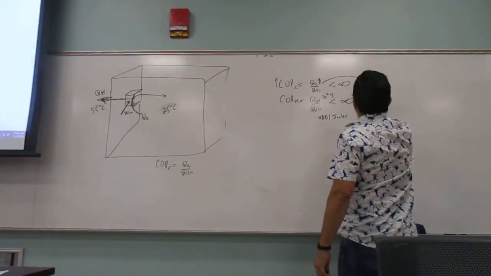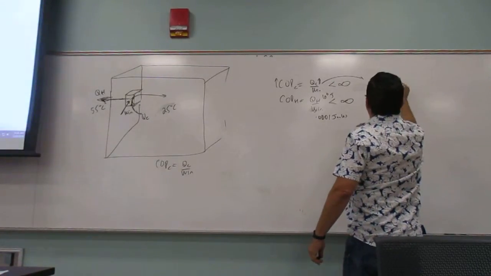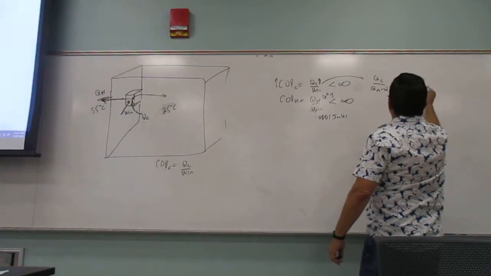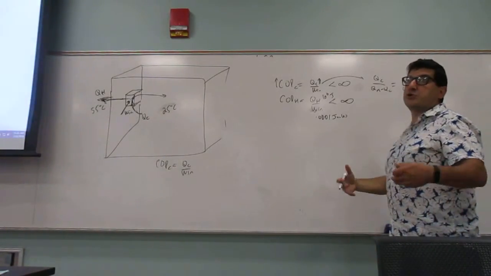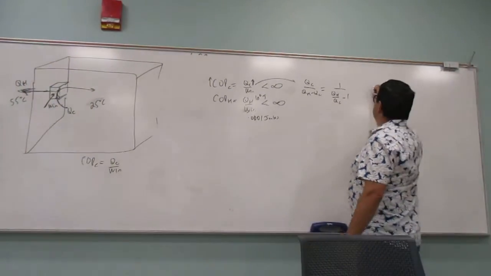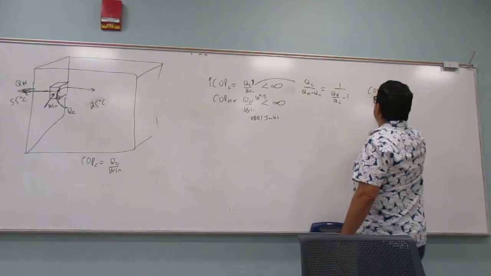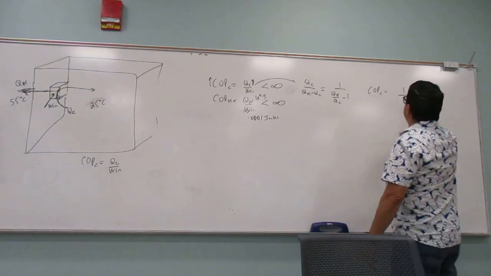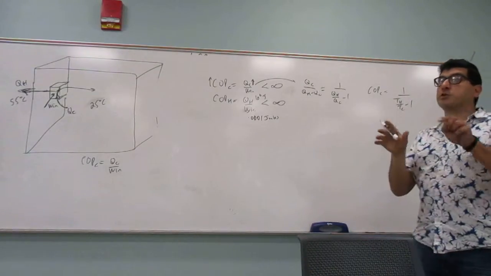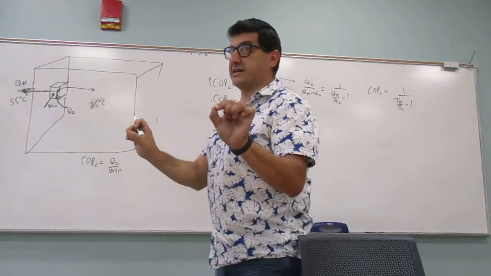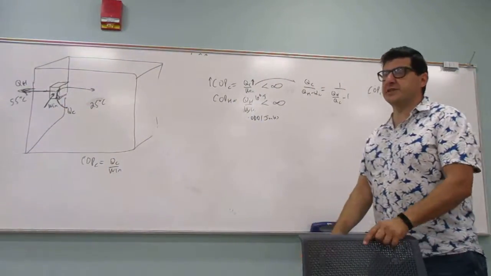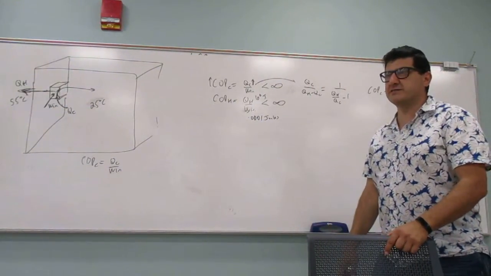QC over work in is QC over QH minus QC, right? That's 1 over QH over QC minus 1. How do you know what the theoretical maximum is? Change QH to T hot and QC to T cold. This is the maximum coefficient of performance: 1 over T hot over T cold minus 1. So if you run the refrigerator as a Carnot cycle, it's going to be 1 over TH over TC minus 1.